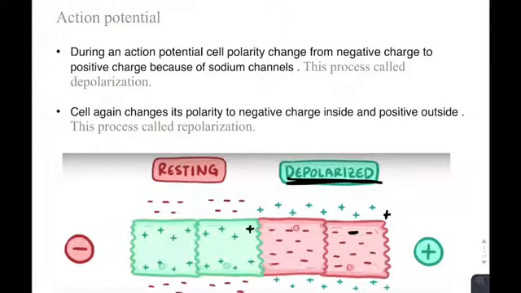Then the cell again changes its polarity from positive inside to negative inside and positive outside. This process is called repolarization. Okay, if we have two sets of different charge, we call it a dipole. And in the next slide, we will talk about the dipole in more detail.